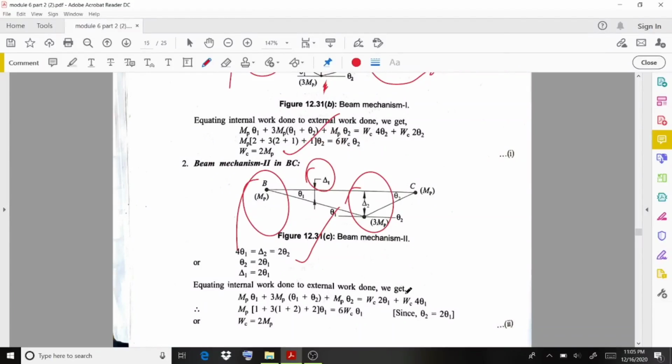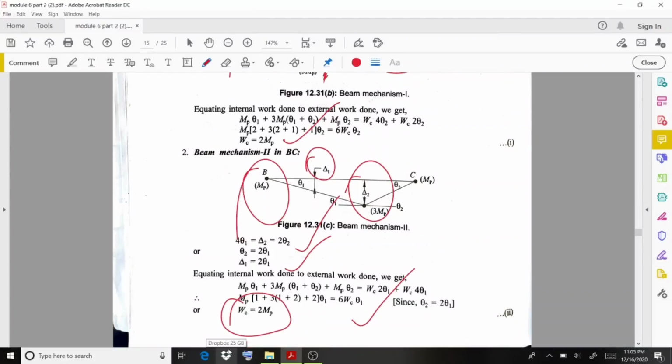Then if you equate, that is Mp theta 1, then 3Mp multiplied by theta 1 plus theta 2, then Mp theta 2 equals Wc multiplied by delta 1, that is 2 theta 1, then Wc multiplied by 4 theta 1, or in this case it is delta 2. Delta 2 is represented as 4 theta 1, and finally you will get a value of Wc equal to 2Mp. So that's the case regarding the beam mechanism.